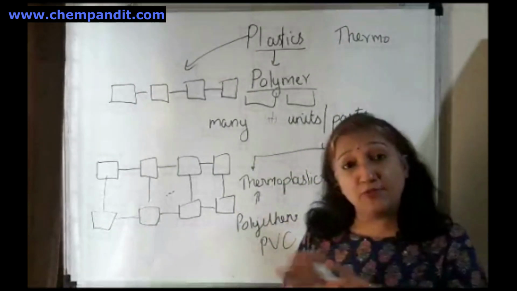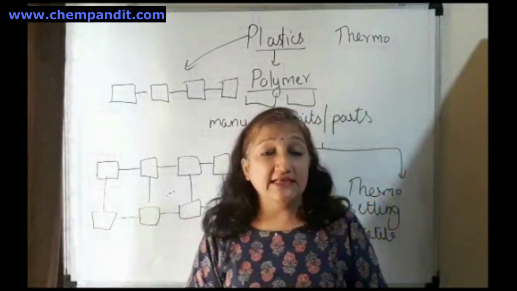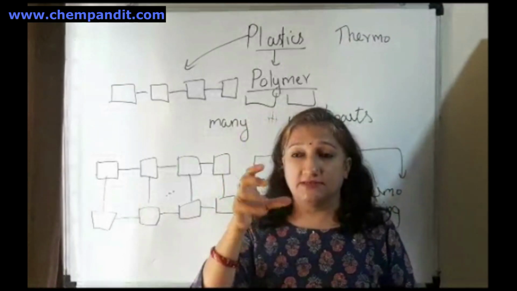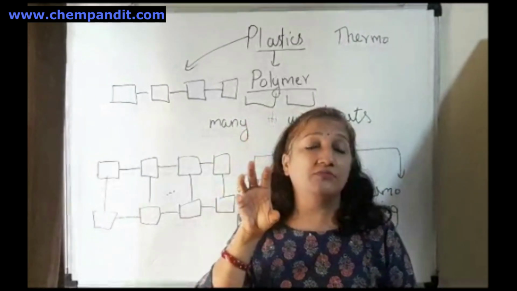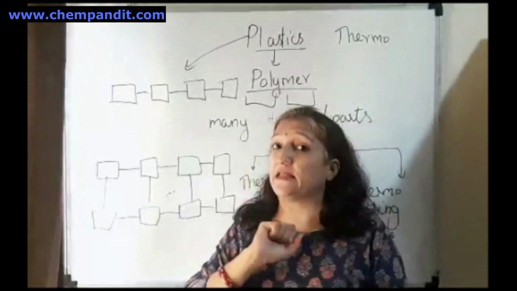Bakelite is a very poor conductor of heat and electricity. Therefore, the electrical switches and switchboards that you find at home or in offices are made of bakelite.